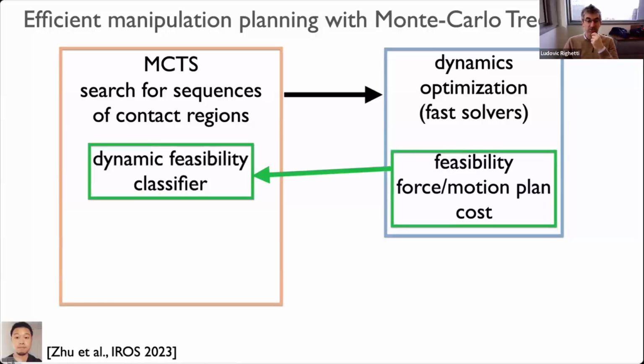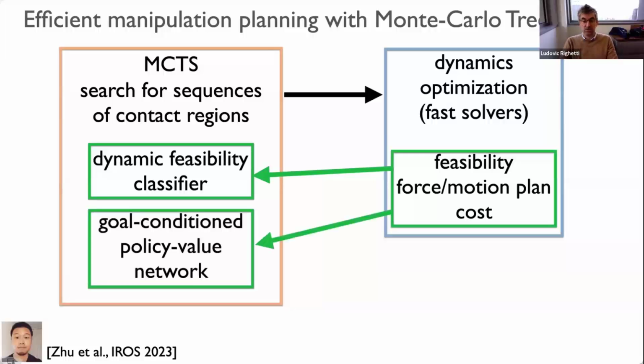So we use this data to train a dynamic feasibility classifier. This is a classifier that will tell you if you take a branch, so a contact transition, is it going to lead to a feasible optimization problem or not? And so you can train that. And then when you have a classifier, it's really easy to evaluate.